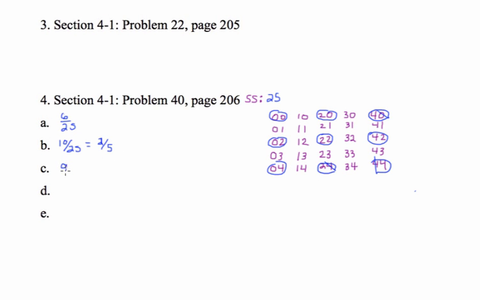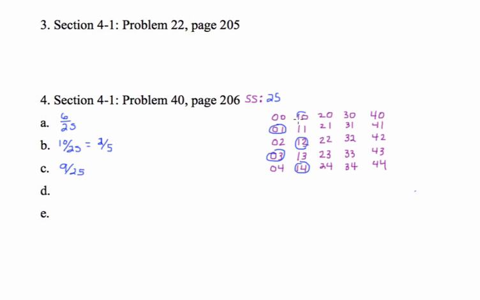Nine total. Out of our sample space size was again 25, so that's 9/25. A sum that is odd. Well, 0 plus 0, not odd. There's 0, a sum of 1, a sum of 3, a sum of 5.